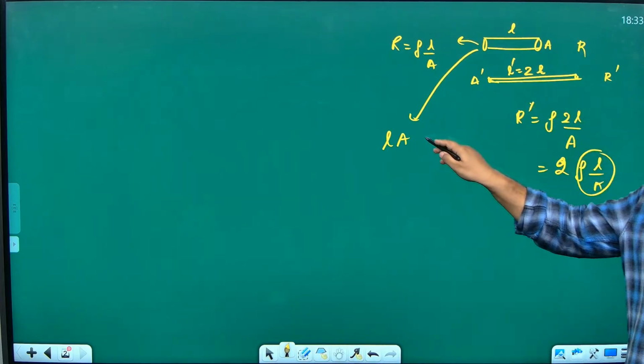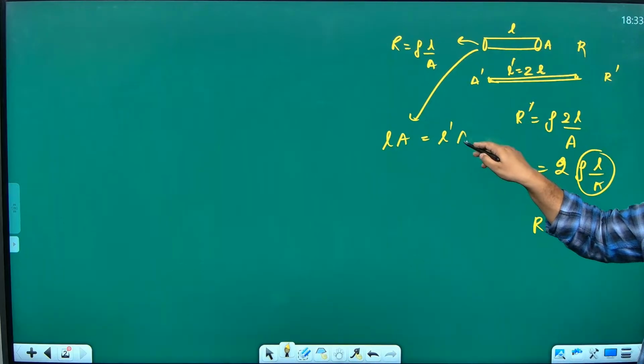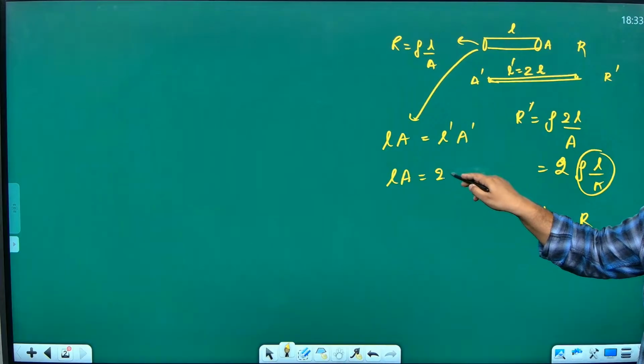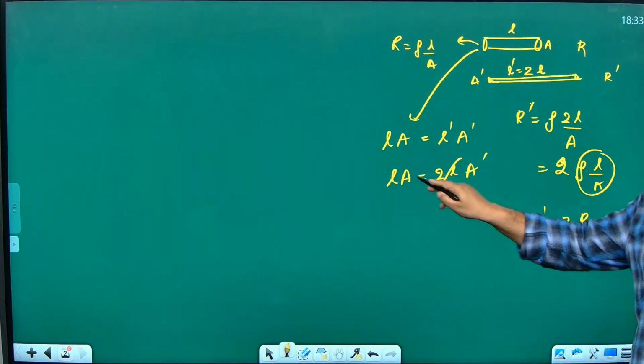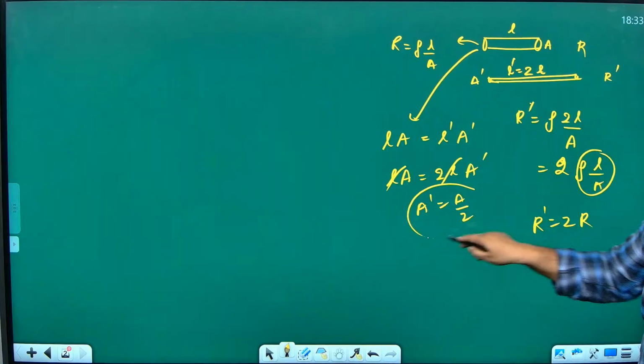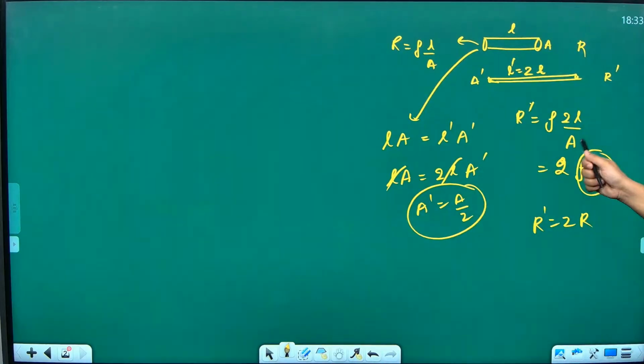In this case, what will be the length? L dash. What is the area? A dash. So L into A becomes equal to 2L into A dash. L gets cancelled. A dash will become equal to A by 2. It means when I took here A, that was a mistake. It will become A by 2. So it will become 4 times of rho L by A. The answer will become 4R.